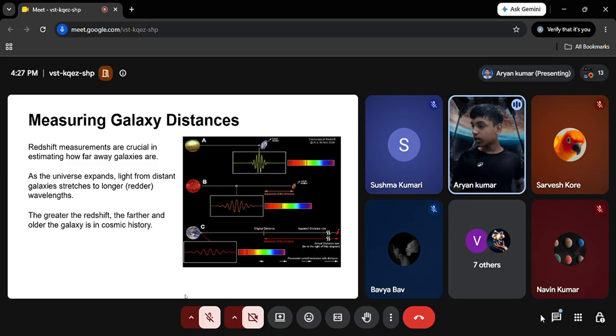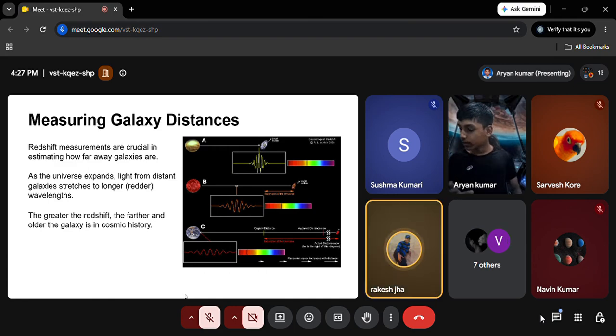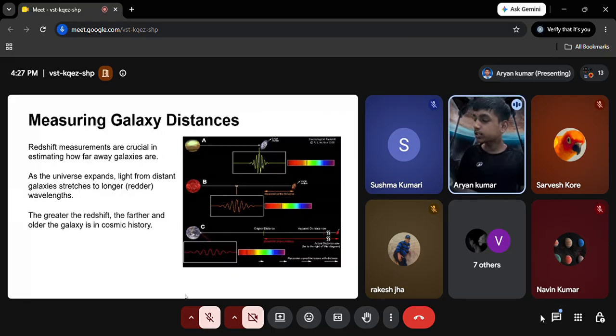Okay. So, Saksham, we have heard this question before. My question is, how do Type 1A supernova help us figure out galaxy distances? Yes, Aryan, please repeat your question. My question is, how do Type 1A supernova help us figure out galaxy distances?